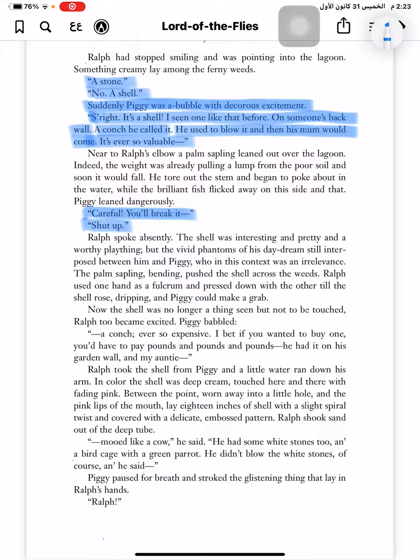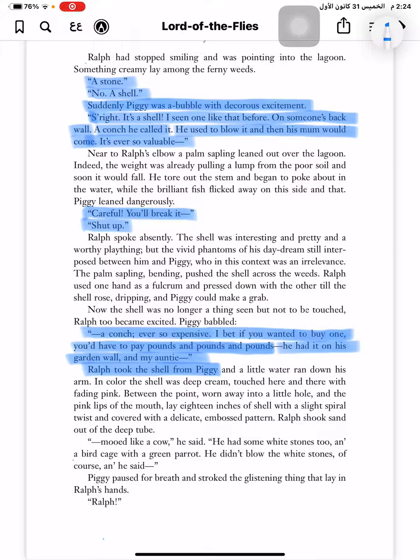The value of the conch is pronounced later on when Piggy said, "A conch ever so expensive. I bet if you wanted to buy one, you'd have to pay pounds and pounds and pounds. He had it on his garden wall, and my auntie—" But the dash here indicates another instance of how Ralph behaves rudely with Piggy. Here the dash indicates that Piggy doesn't continue his comment about the value of the conch. Ralph took the shell from Piggy.